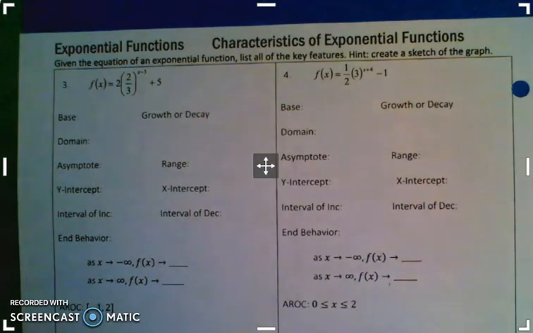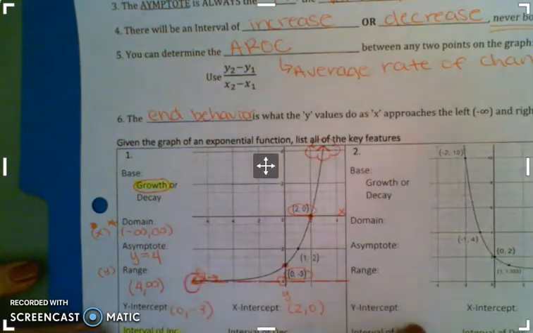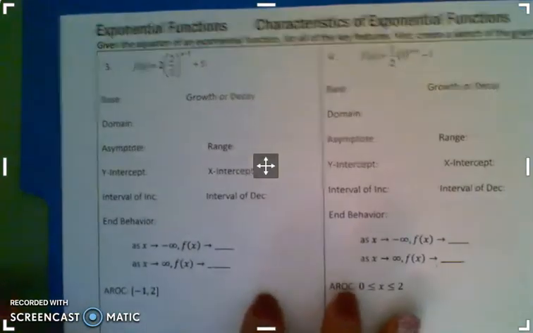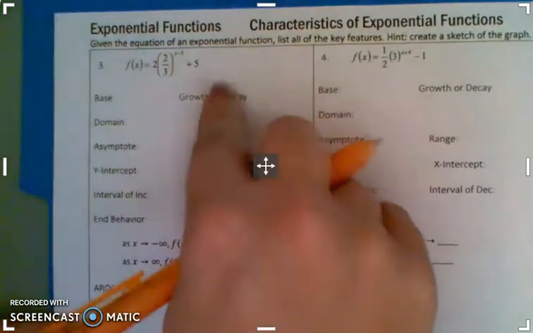Okay, so this video is part 2 of characteristics of exponential functions. This is the back of the notes we were just working on. On the back, it says, given the exponential function, list all key features, hint, create a sketch of the graph. On the front side, we dealt with these two graphs, and neither of them actually had the function. It was just the graph. On this back side, we're just given the function and no graph.